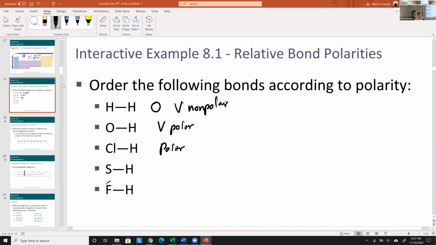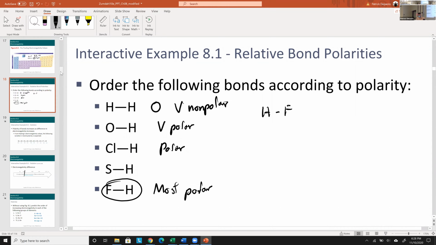Let's look at HF. That's super polar, right? Fluorine has the most electronegativity, so it's going to be most. Oh wait, are they in order already? Oh no, order the following. Yeah, they're not in order. So from most to least polar, you have HF, then SH.